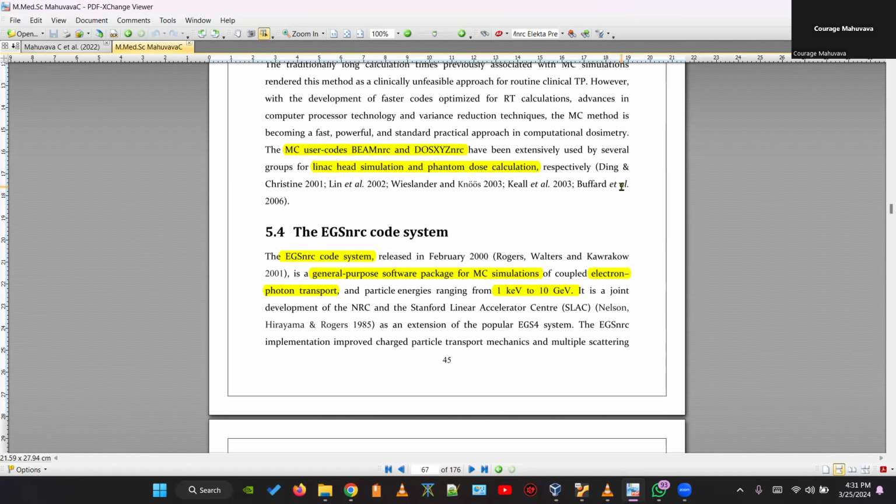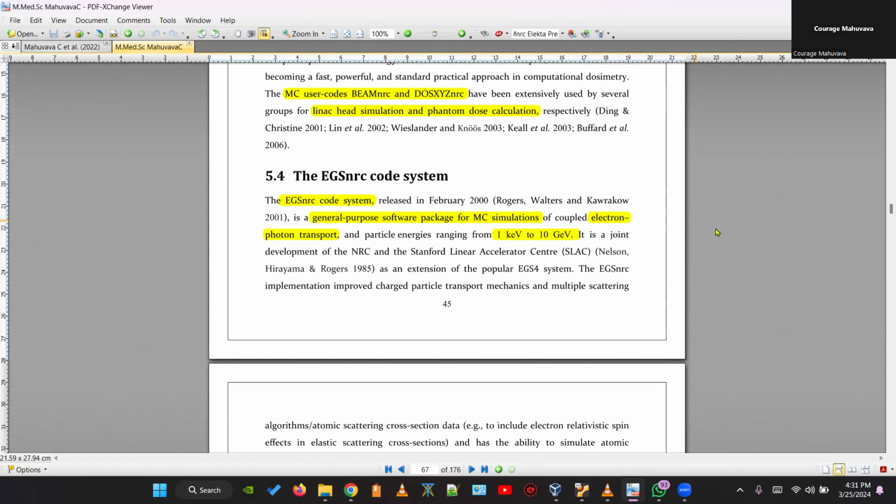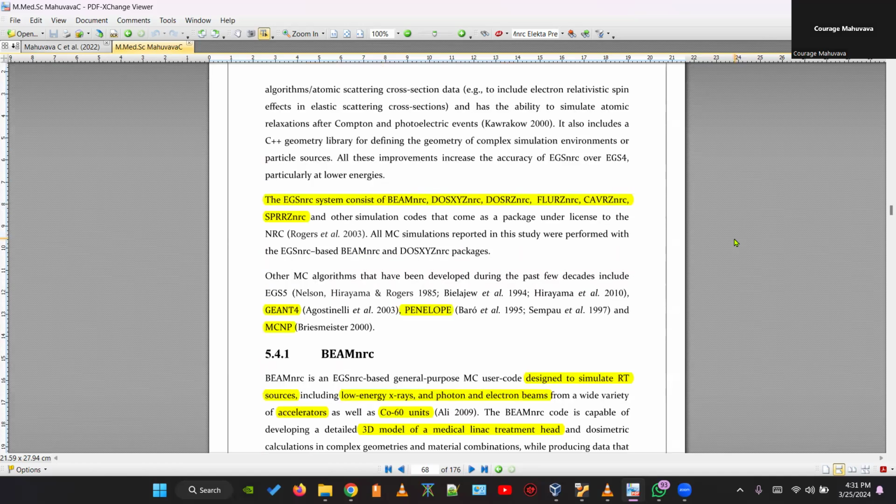It can simulate both photons and electrons, and can simulate energies from 1 keV up to 10 giga electron volts. So it's quite a versatile software package. And the user codes, I've mentioned BEAMnrc and DOSXYZnrc. It also does have DOSRZnrc, FLURZnrc, and CAVRZnrc, and each of these has got a specific application. But we'll mostly focus on treatment head and dose calculation in this course.